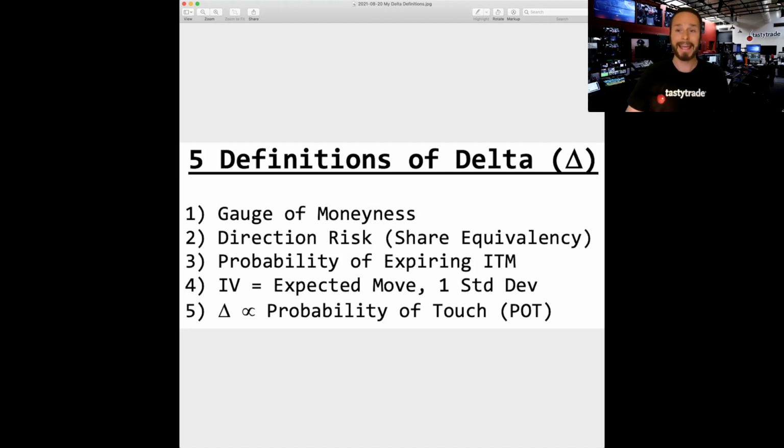So number 1, the gauge of moneyness. Number 2, directional risk or share equivalency. Number 3, probability of expiring in the money. Number 4, the implied volatility or expected move or the 1 standard deviation move. And number 5, delta is proportional to the probability of touch. And that symbol there means proportional.